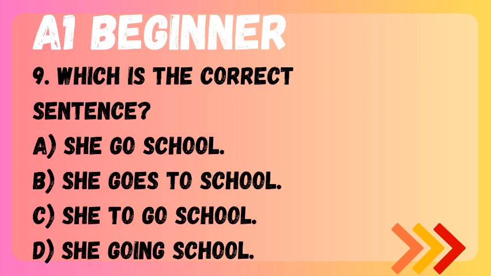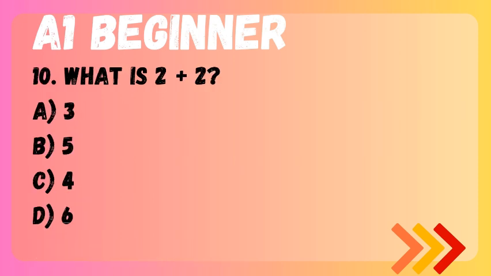9. Which is the correct sentence? A. She go school. B. She goes to school. C. She to go school. D. She going school. 5, 4, 3, 2, 1. 10. What is 2 plus 2? A. 3. B. 5. C. 4. D. 6. 5, 4, 3, 2, 1.